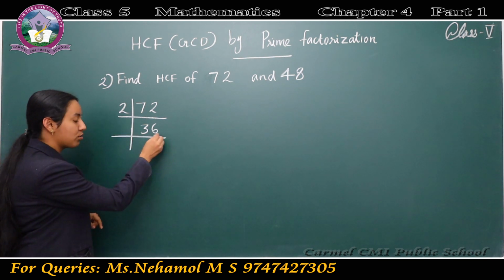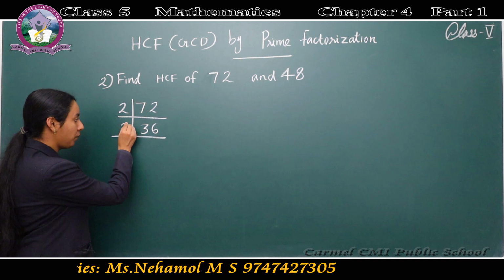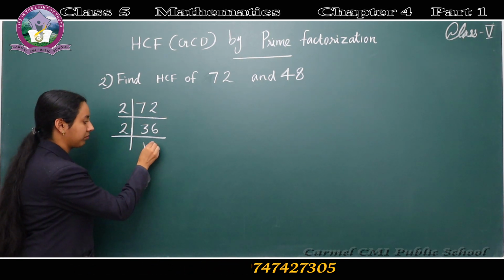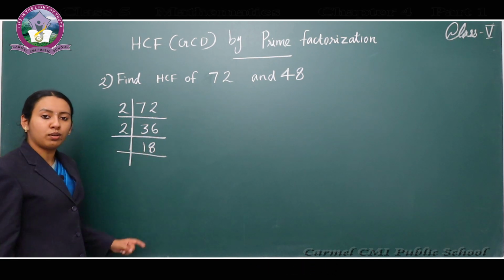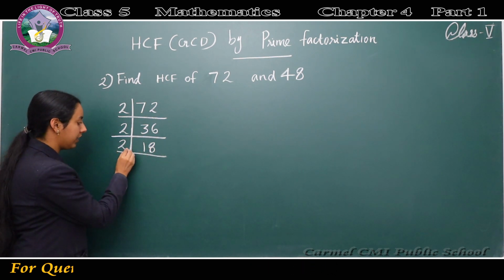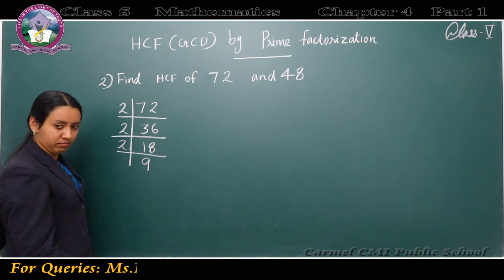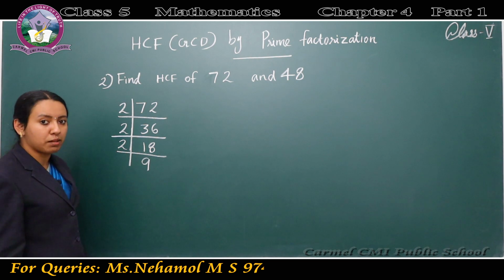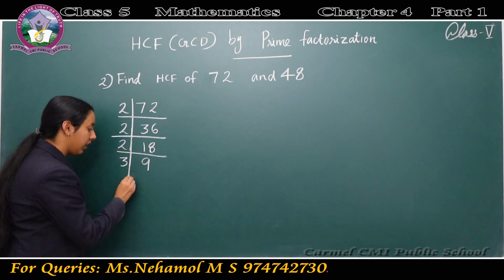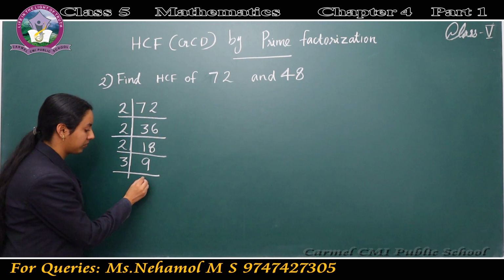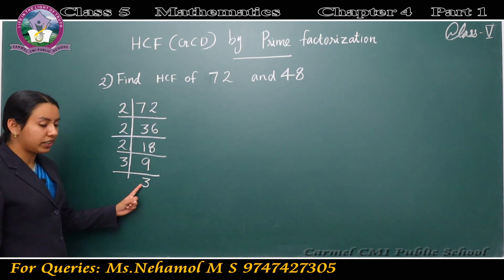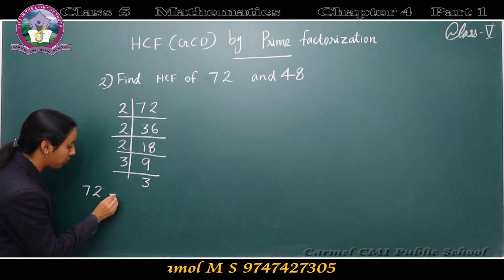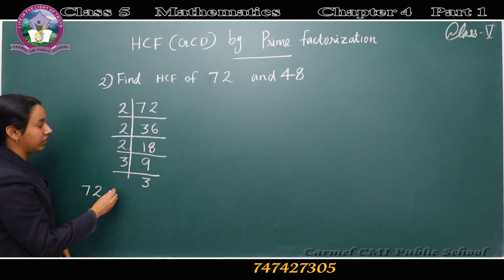Then 36 is also divisible by 2. Then 36 by 2 is 18. Then 18 is also divisible by 2. 18 by 2 is 9. 9 is not divisible by 2. So take the next prime number 3. 9 by 3 is 3. We got a prime number here. Stop the process. Write 72 as the product of prime factors.